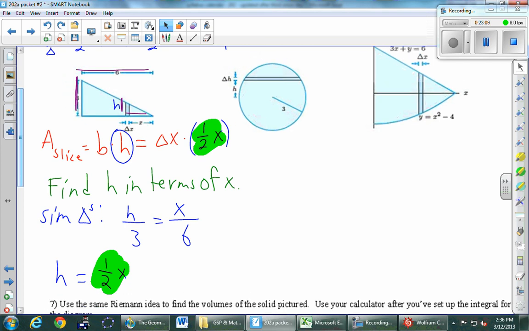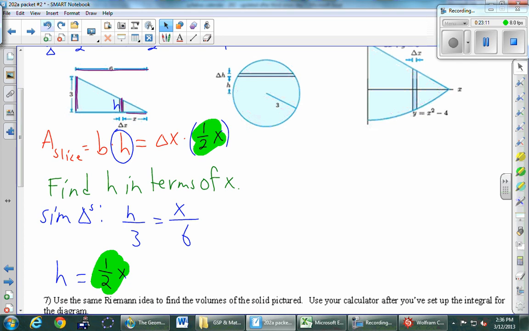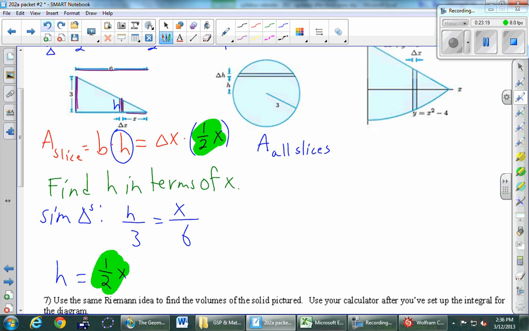We're going to find the area, oops, we're going to find the area of all the slices. And I need way more room for this question, so I'm going to go to another paper for the other two examples. So the area of all the slices, well, what is it? It's just the sum of all of the things that look like that. Delta x times 1/2 x.